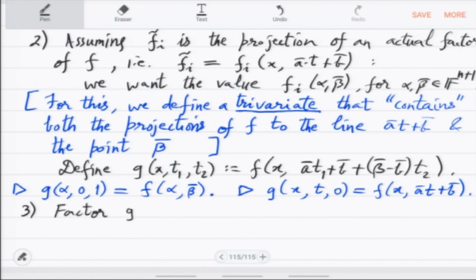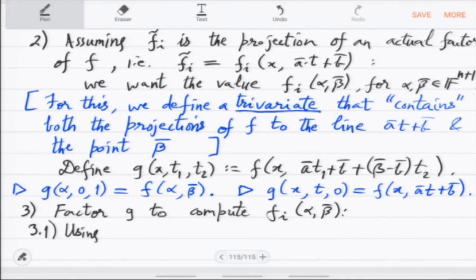So factor G to compute Fi alpha beta bar for any given alpha comma beta bar. If you want details, simple now. So basically you do 3-variate factoring.